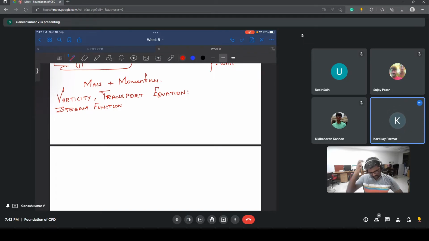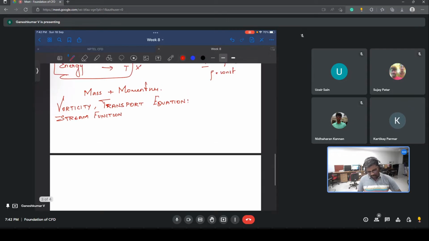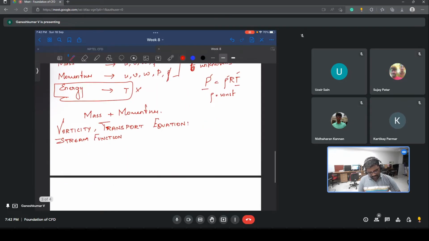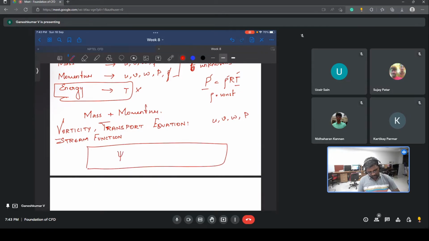Right. So exactly. What we have is velocities and pressure: u, v, w, and p. We need to solve for 4 unknowns, and we have again 4 equations. Those are all non-linear coupled PDEs. So what we did is we reduced it into one equation in terms of vorticity and stream function. That one equation we will solve for vorticity and stream function, and we will get back velocities and pressure.